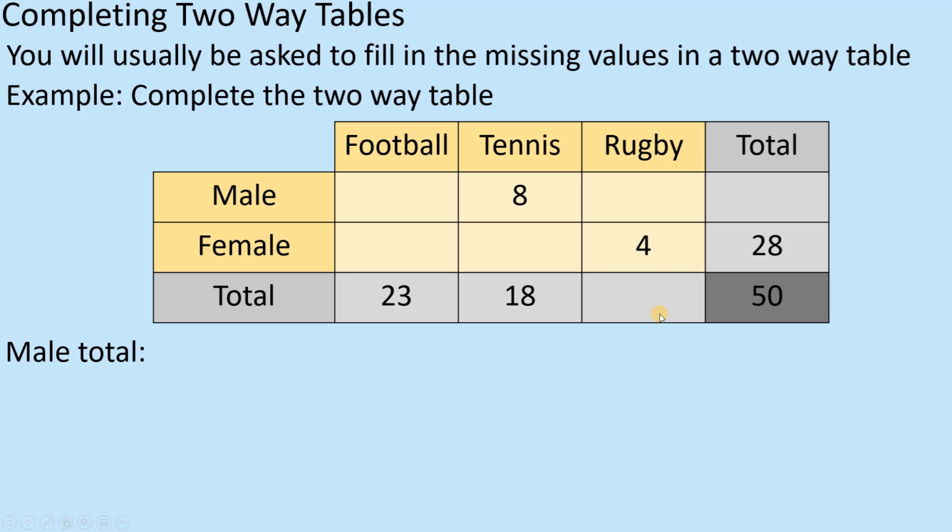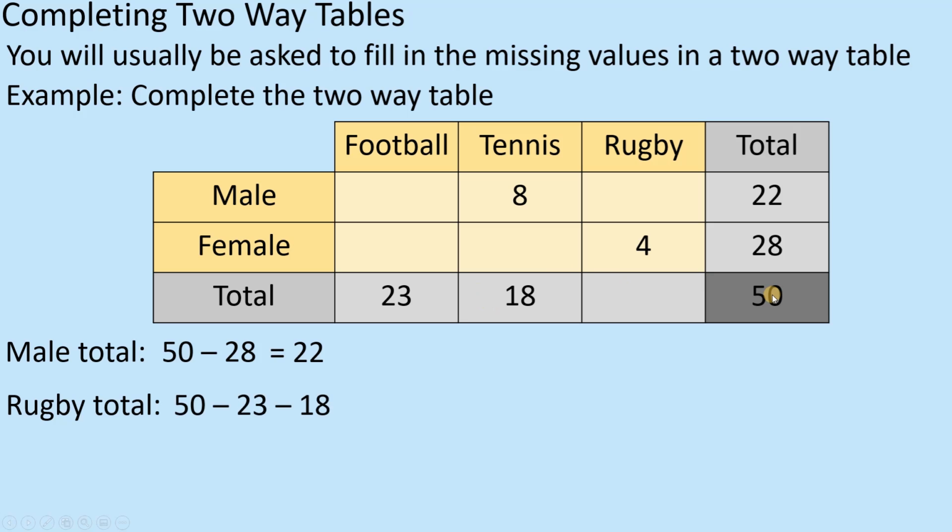Let's have a look. The male total over here is going to be 22. So 50 take away 28 is going to go in there. That's the first one they've gone for. The rugby total, this one over here, again because of this line, that plus that also equals 50. So 50 take away 23 take away 18 is going to give you 9. That's that one, and that's where I would have gone.